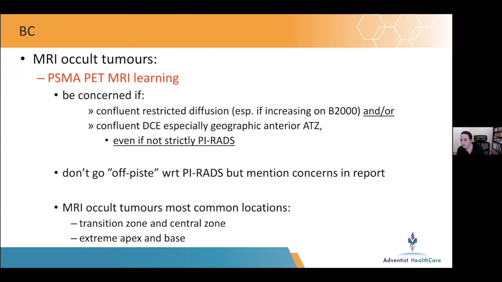So you can almost use your DCE like a pseudo PSMA PET, and go back and look through it in stack mode and look at it come in and wash out and look for asymmetry. And I think you'll pick up some MRI occult tumours, but don't go off piece, stick to your PIRADS. But we're finding that transition and central zone tumours, and also tumours at that extreme base central zone, extreme apexes, are where we're missing them.